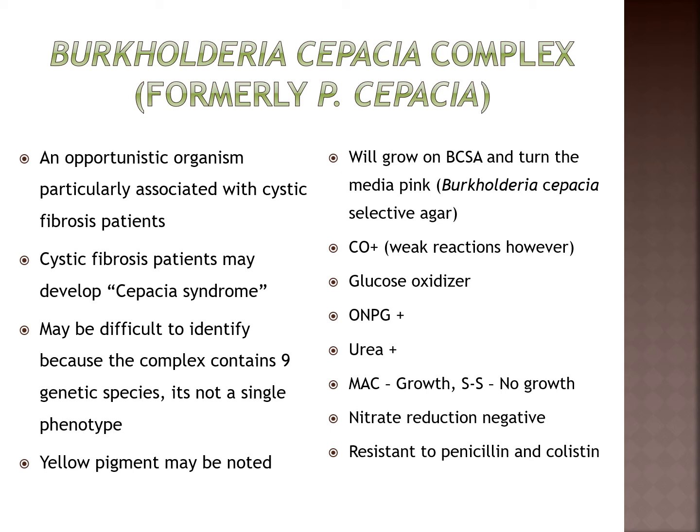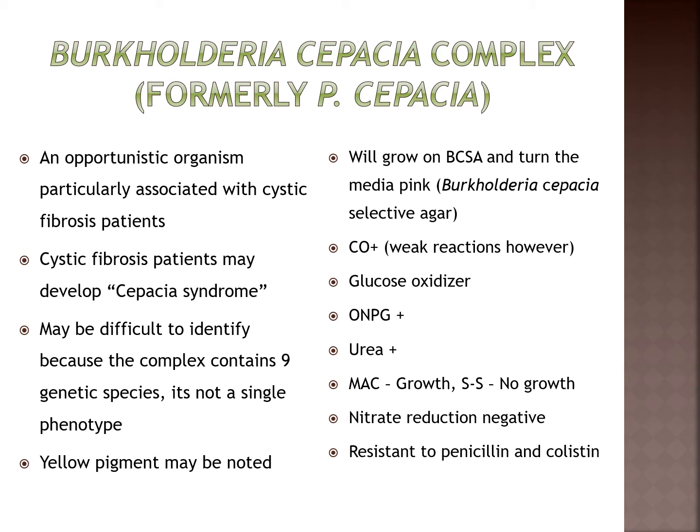The organism actually turns pink on that media. They are a weak cytochrome oxidase positive. It's a glucose oxidizer. It's OFPG positive, which is interesting. It is actually a slow lactose fermenter, but we classify it in the non-fermenter category because it is such a slow lactose fermenter. It's urea positive. It's going to grow on MAC. It will not grow on Salmonella or Shigella agar, which is another media we can use to identify our non-fermenters. And they are negative for nitrate reduction. And Burkholderia cepacia is also resistant to penicillin and colistin.